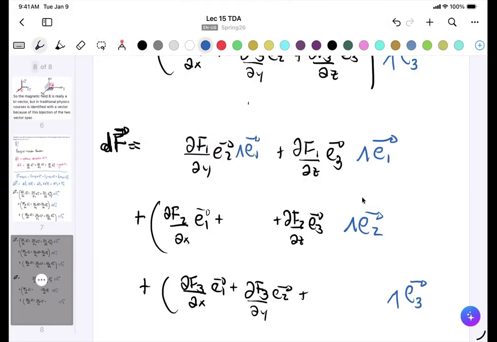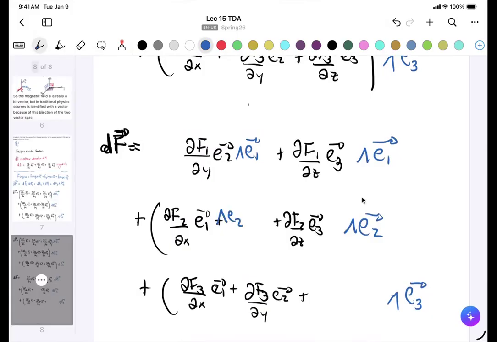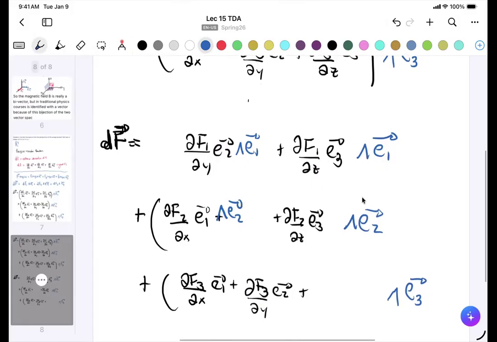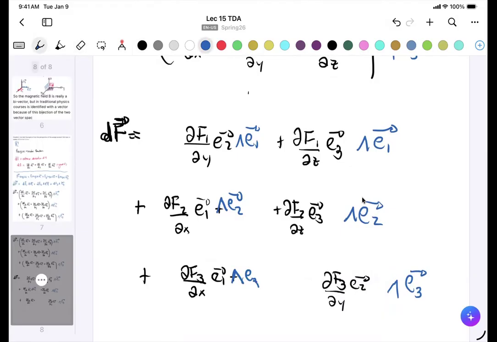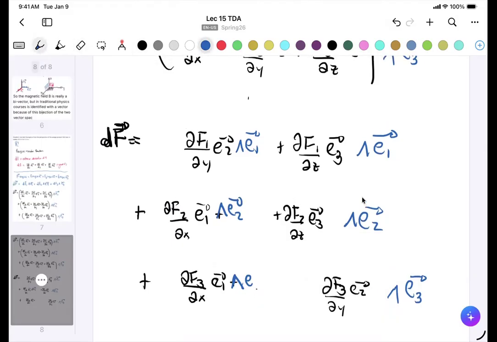The other one also got wedged with E2. And now each of these got wedged with E3. Okay, so far so good.